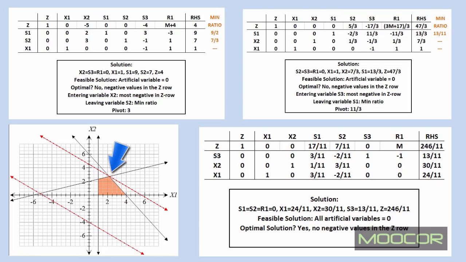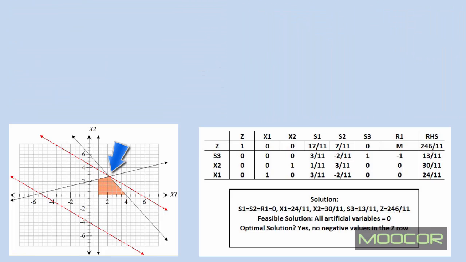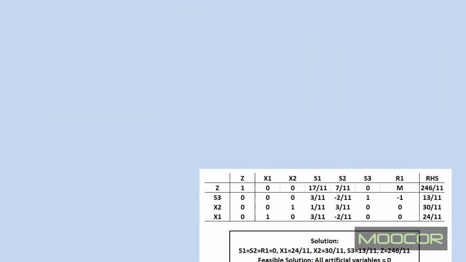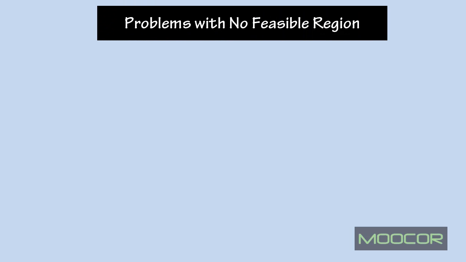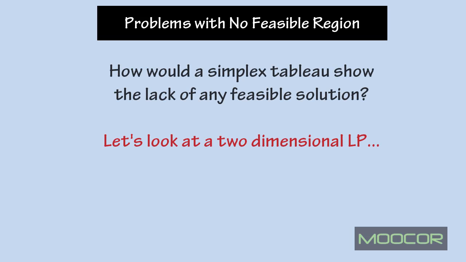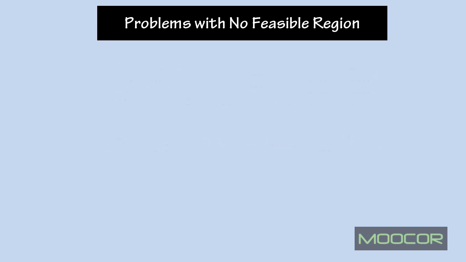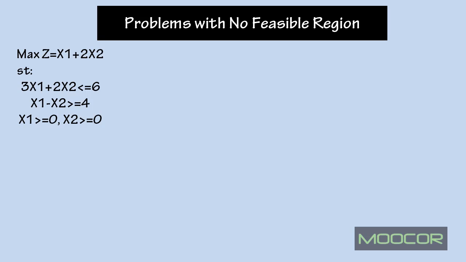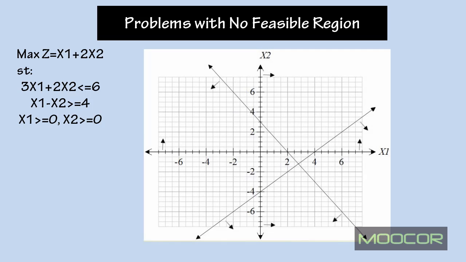So how do we recognize problems that have no feasible region? How would a simplex tableau show the lack of any feasible solution? Let's look at an example. In this case, again, I made a two-variable problem to be able to plot it, and as I plotted, I noticed that this problem has no feasible solution.